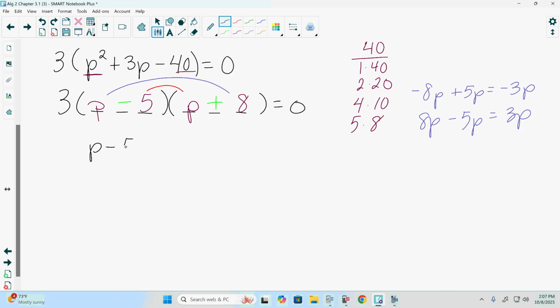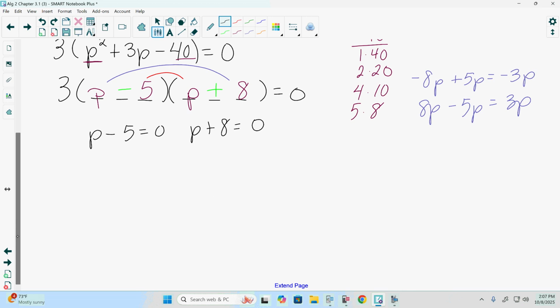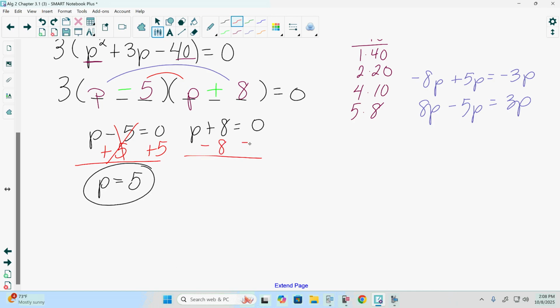And since we have two or more things multiplied together to equal 0, one of these is going to have to equal 0. So either p minus 5 is 0 or p plus 8 is 0. So at p minus 5, we would add 5 to both sides. Those would cancel, telling us p is equal to 5. With p plus 8, we would subtract 8 from both sides, telling us p is equal to negative 8.